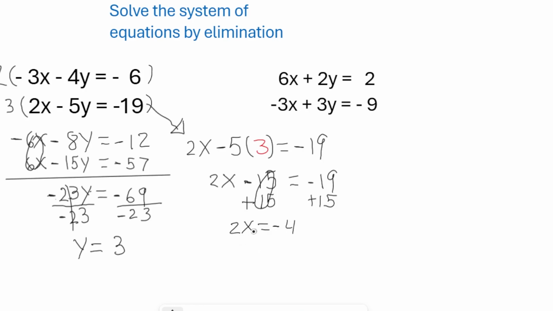And now 2 is multiplying x. To get rid of it, I'm going to divide by 2. Divide by 2. 2 divided by 2, you get 1. 1 times x, you get x equals, and on the other side, you're going to get negative 2. So the answer for this is going to be the point. The point should be negative 2 and then positive 3. That would be the answer.